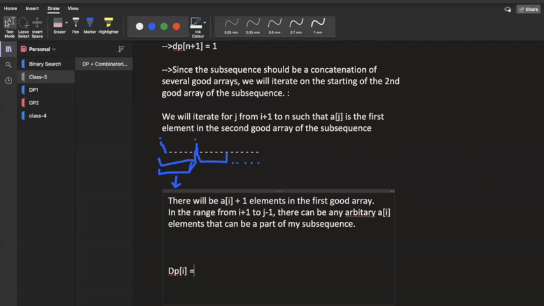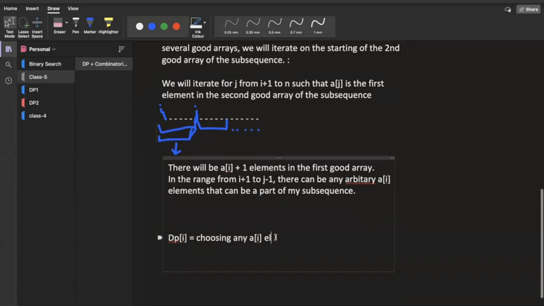So dp of I is choosing any a of I elements. So Prabhav says we'll choose a of I elements from the range I plus 1 to j minus 1, multiplied by dp of j plus dp of j plus 1 up till dp of n. So we'll maintain a suffix dp sum. Prabhav, I think you are almost correct, but the thing is that we don't need to multiply it with all the dp values in the suffix. We only need to multiply it with dp of j, and we'll see why. So let me get back here.